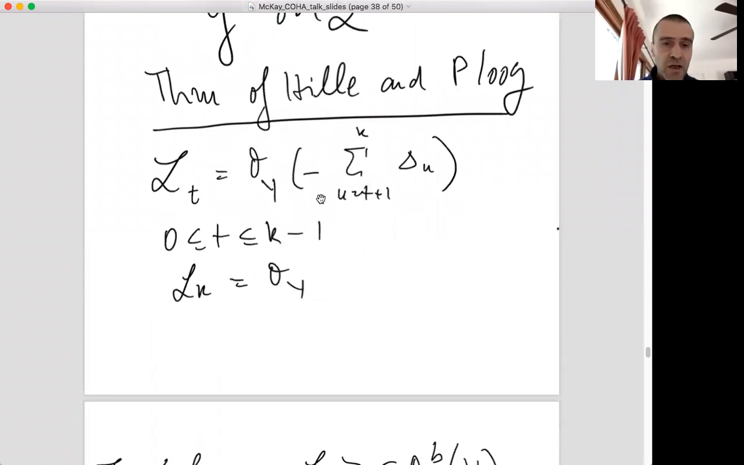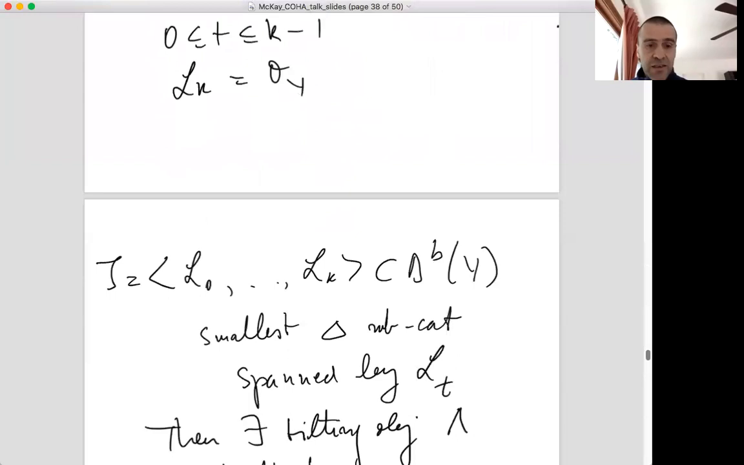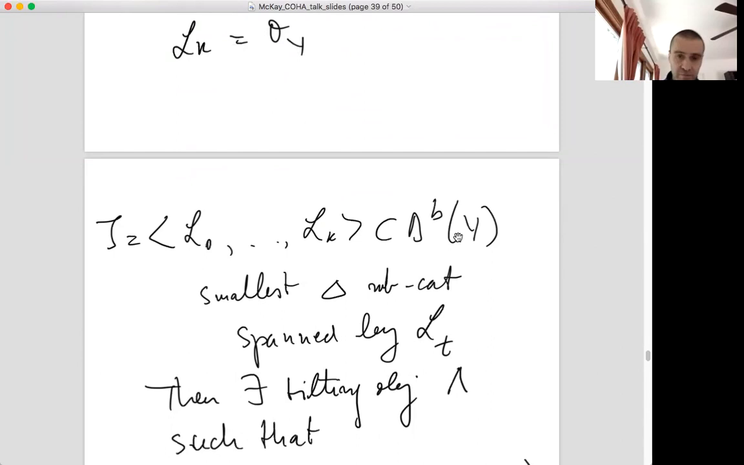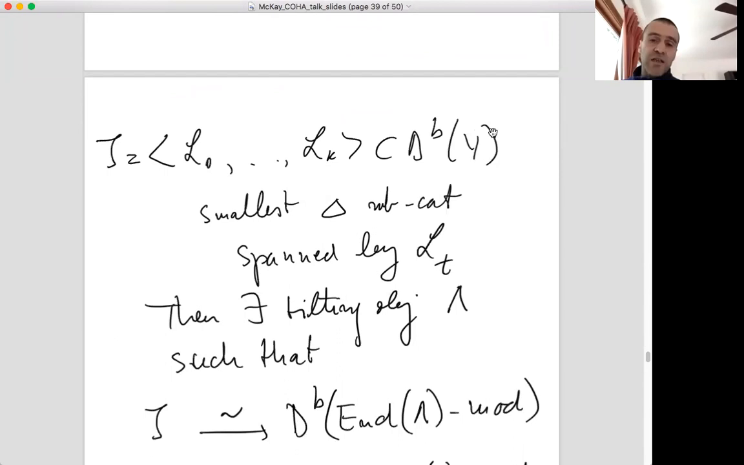So you associate to this chain a collection of line bundles. The formulas are right here, and the formulas are important, but anyway, you associate a collection of line bundles with the property that it's really an exceptional sequence of line bundles. And then you take the smallest triangulated subcategory spanned by all these line bundles inside D^b of Y. In fact, it's better to formulate this by taking a projective completion of Y in this construction. I'm going to sweep this under the rug. It's better to imagine that I took a smooth projective completion of Y.